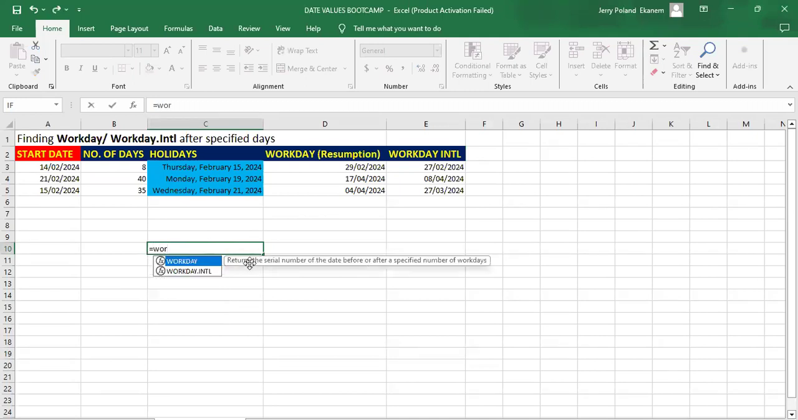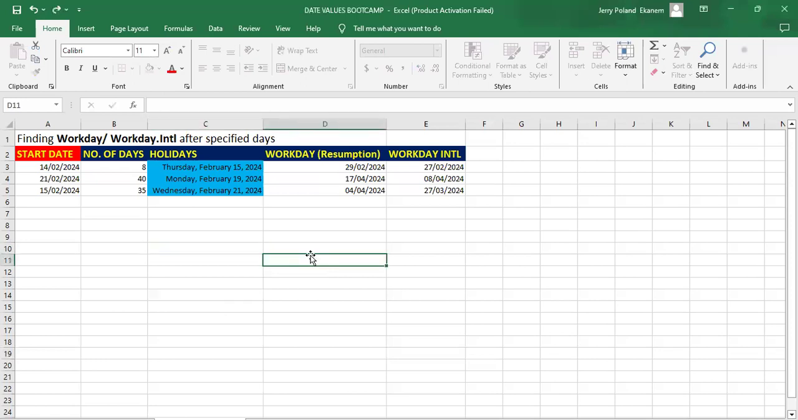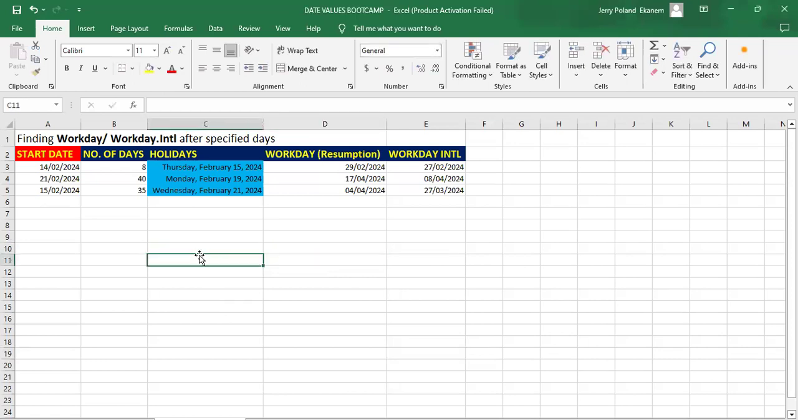So the Workday returns the serial number of the date before or after a specified number of workdays. What does that really mean? Okay, let's make it very practical. Say in a company, let's say, Len Lemeyescu company, and then our HR is Adura. Adura is the HR, and then Chinaza wants to go on leave. Okay, Chinaza wants to go on leave for 80 days. All right, so when is Chinaza going to come back after her leave?